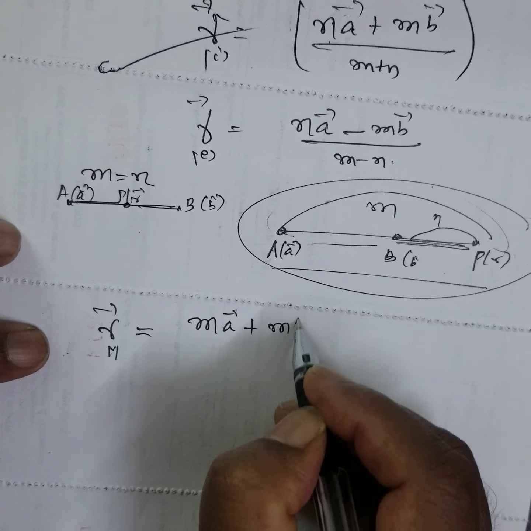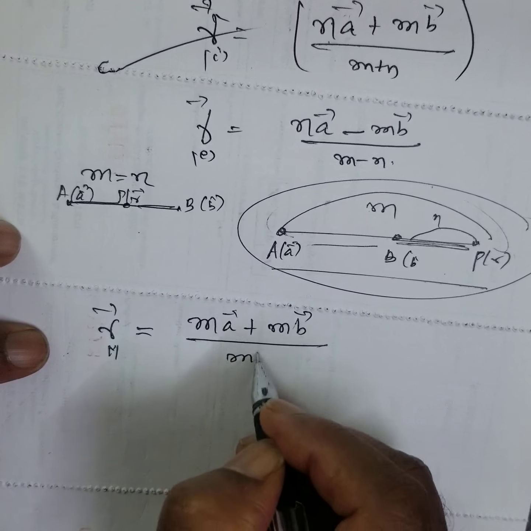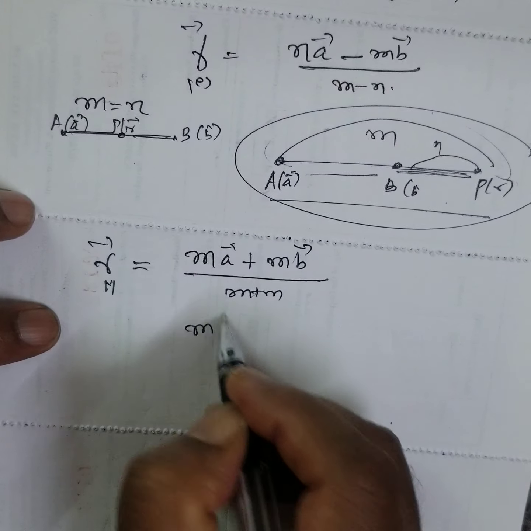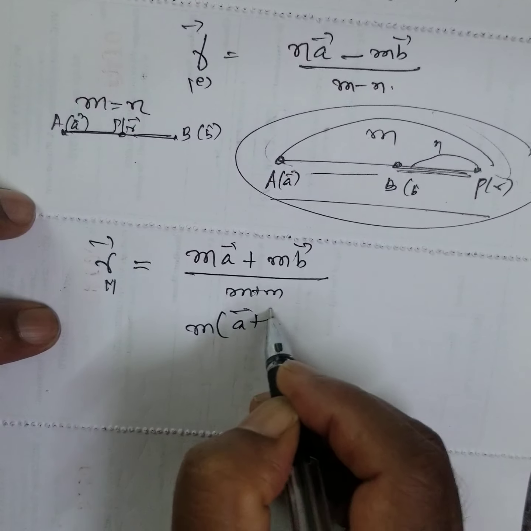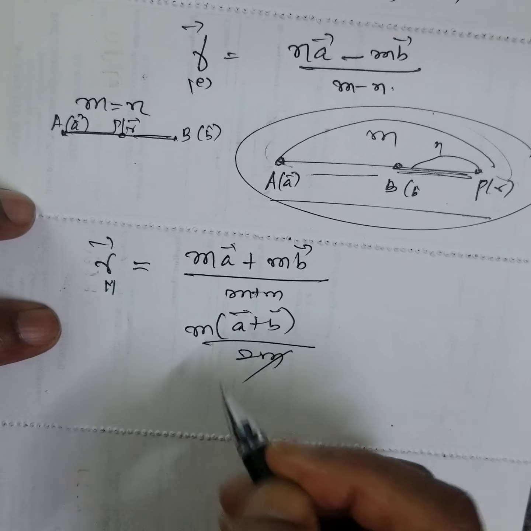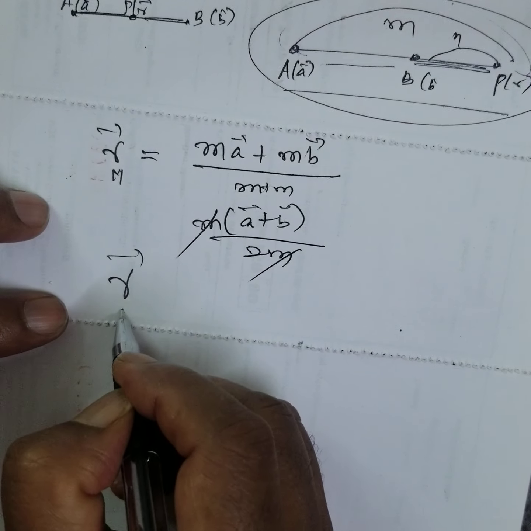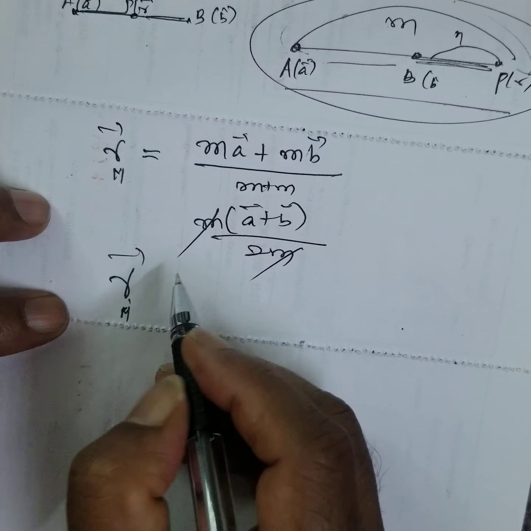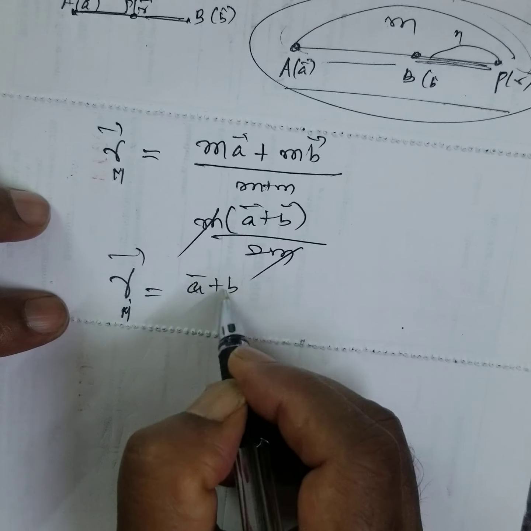M is also M only. Therefore, M plus M, M is a common factor. A plus B divided by 2M gets cancelled. Therefore, the midpoint is equal to (A plus B) by 2.